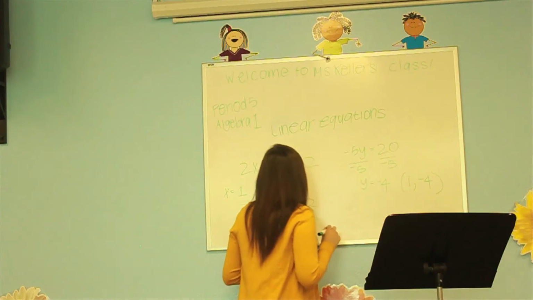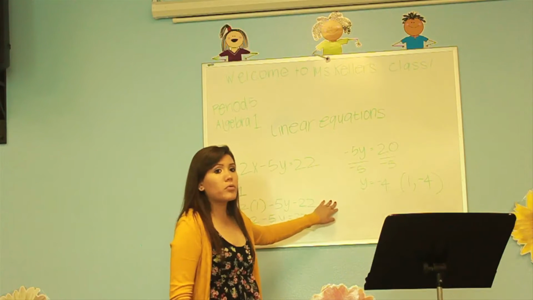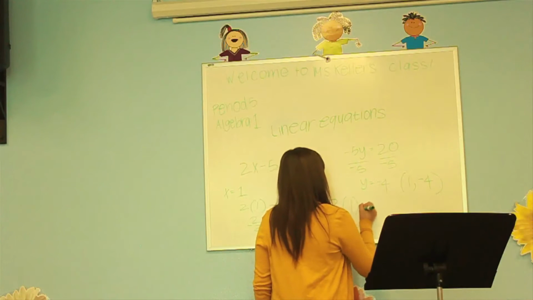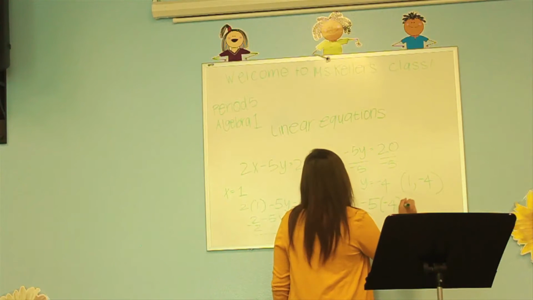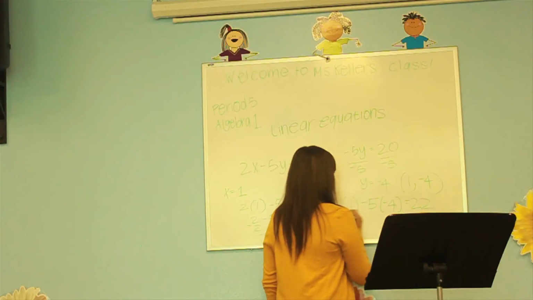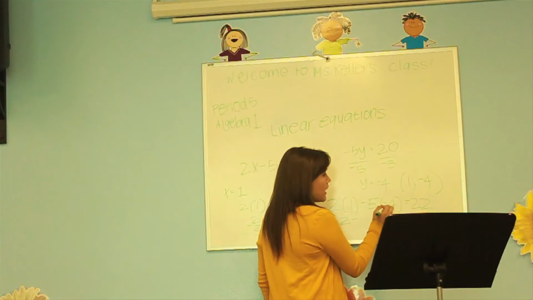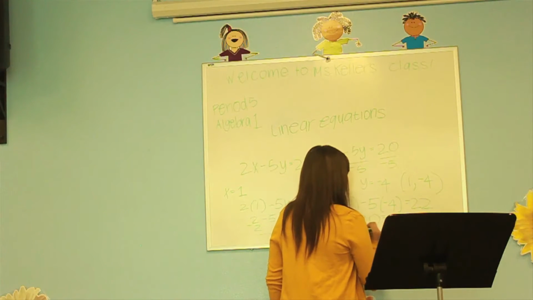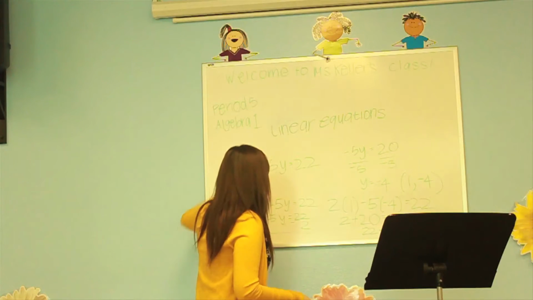And if you want to check to make sure that it equals this, for the 2 variable problems, I want you to check these. So plug them back in. So 2 times 1 minus 5 times negative 4 equals 22. 2 times 1 is 2 minus 5 times negative 4, which is 20, equals 22. So that's correct. 22 does equal 22. So just make sure you choose a variable and plug them back in.